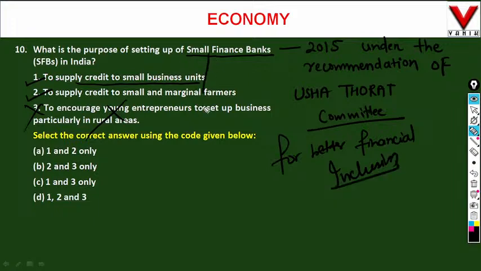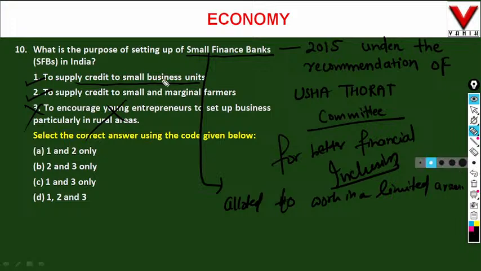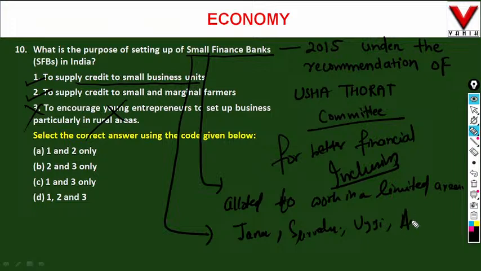Small finance banks are allotted to work in a limited geographical area. Examples are Jana Small Finance Bank, Sarvodaya Small Finance Bank, Ujjivan Small Finance Bank, AU Small Finance Bank, etc.